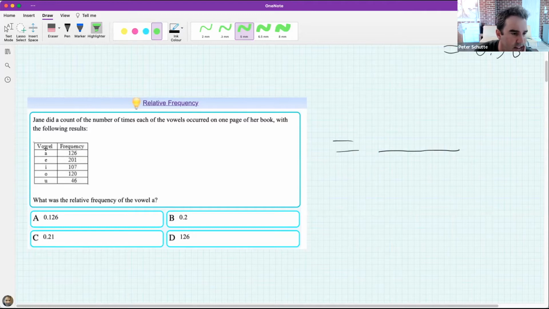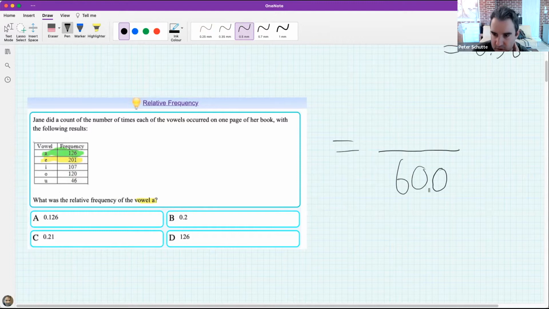We have the event of getting an A, and it comes up 126 times. The event of an E is 201. Now, we're only interested in the event of having a vowel of A, but we need to know how many possible outcomes there are. So when I added it up on my calculator, I got 600 possible outcomes. So if I added up this, there were 600 letters on the page, or vowels on the page, and we're interested in what is the relative frequency of A, or what's the probability of getting an A. And so for me, it has to be that.